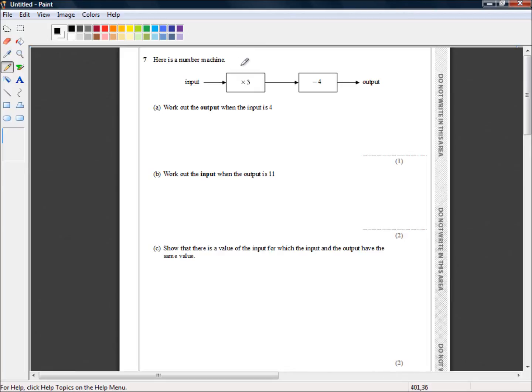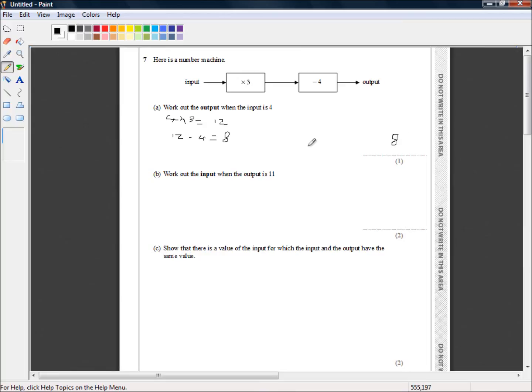Here is a number machine. We've got the input, we're multiplying the input by 3, we're subtracting 4 from whatever we got, and then we're giving the output. Work out the output when the input is 4. Okay, so that's just 4 times 3. Actually, I'll write it down. So the input is 4, and we're timesing by 3, which is equal to 12. And then we're subtracting 4 from the 12, and that's equal to 8.